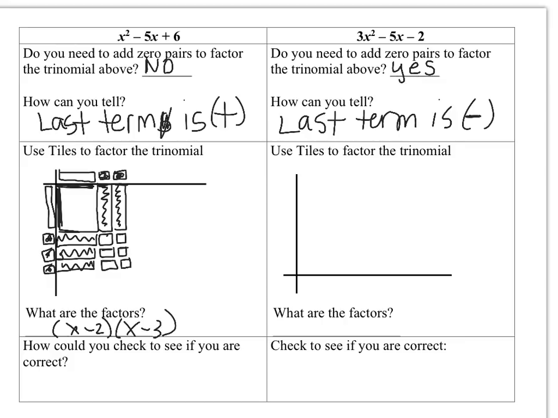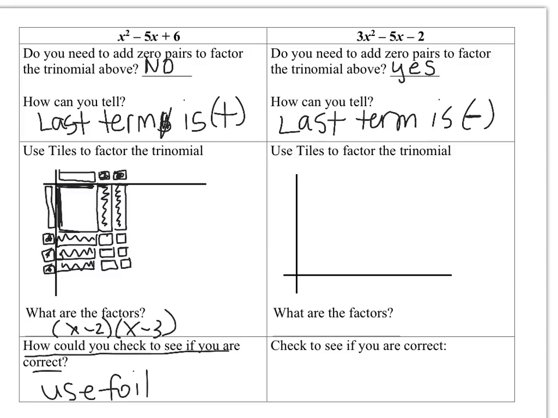And then this next question is asking, how could you check to see if you are correct? Well, we would use FOIL to see if we were correct. We would go through and multiply the first terms, the outer terms, the inner terms, and the last terms to see if I would result in x squared minus 5x plus 6. Okay? Now let's go ahead and go to the next one.